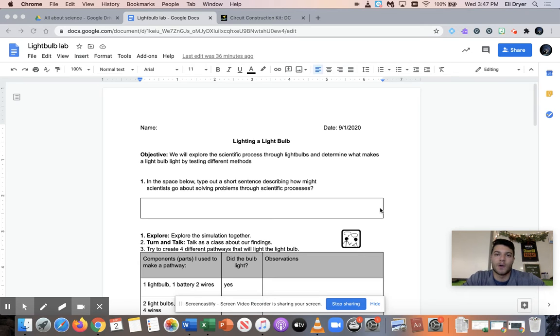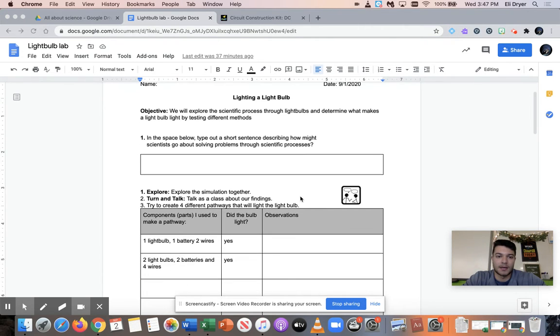I just want to go over the light bulb lab with you. For those of you that missed class, this is going to be a guide for what you need to get done. So let's start. The objective is you're going to try to light up a light bulb, and you are going to learn about the scientific method as you do this. Okay, what's the process of science, right?